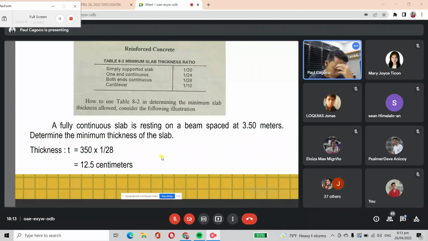Nakapas ra, naka-follow ra. Yes, sir. Records lang in centimeters, sir. Required siya nga in centimeters. It is better if you use millimeters. Actually, ang gagamit niya is 350 times 1 over 28. 350 is in mm na siya, in cm na siya. So kung i-millimeters is 3,500 times 1 over 28. It's 125 mm.